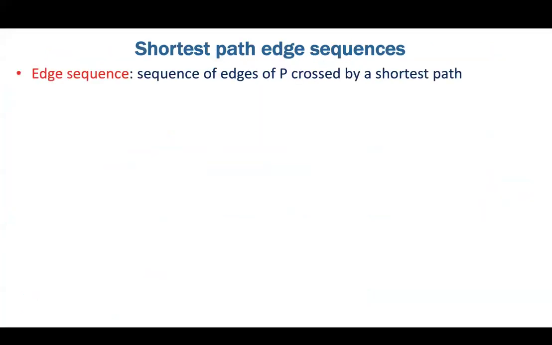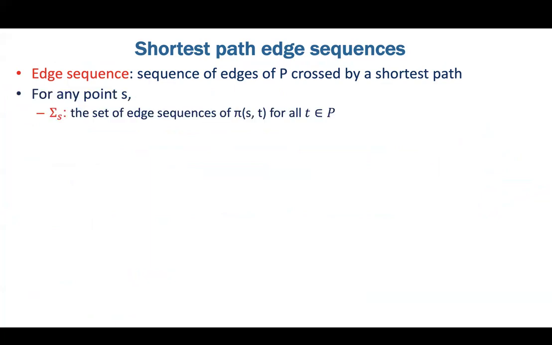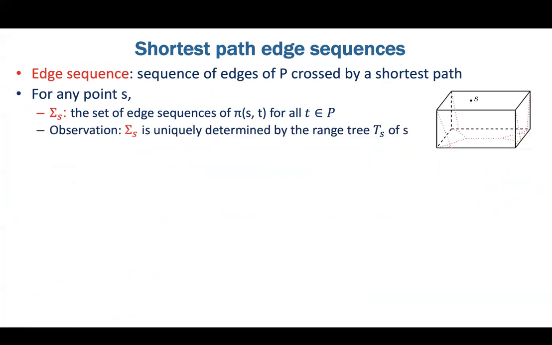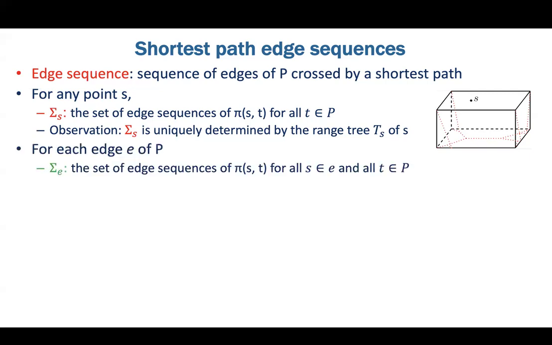Okay, so we quickly talk about the shortest path edge sequences. Again, an edge sequence is the sequence of edges of P crossed by a shortest path. For any point S, we're going to define the notation sigma S as the set of edge sequences of shortest paths pi st for all t on the surface P, with a fixed point S. The observation we find, roughly speaking, is that this set sigma S is uniquely determined by the ridge tree of S.